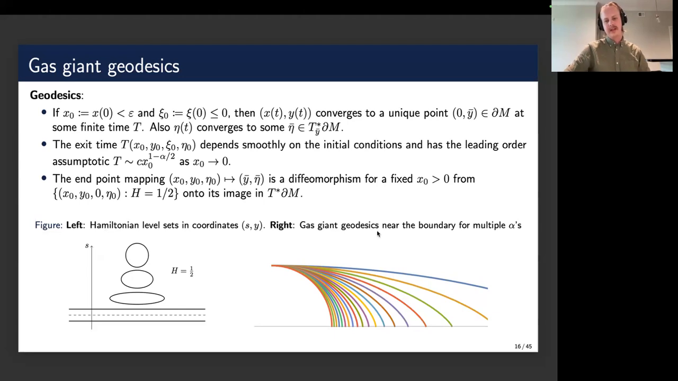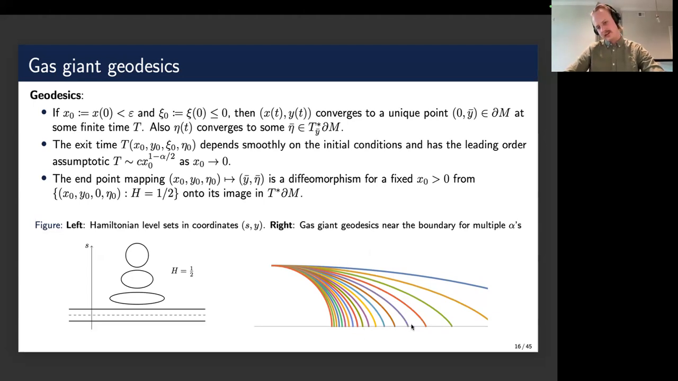To bring this to a more pictorial form, here on the right-hand side, I have drawn a couple of geodesics. Let's say we have flattened out the boundary, and now we start at epsilon height here, and we consider geodesics for different values of alphas, and we shoot them vertically outwards. Then they will all look like this.